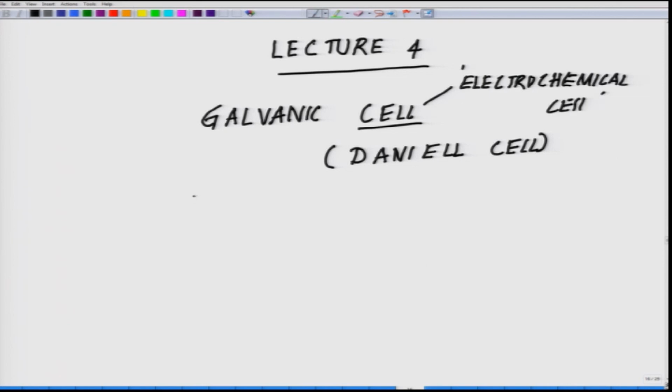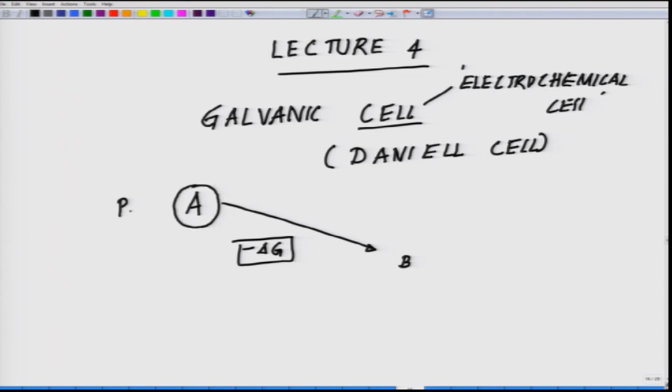Now, when we talk about a flow of current from A to B, assuming that delta G is negative, it is a spontaneous process. Now, this will happen when A is sitting at a particular potential, say P 1, and B is sitting at potential P 2.